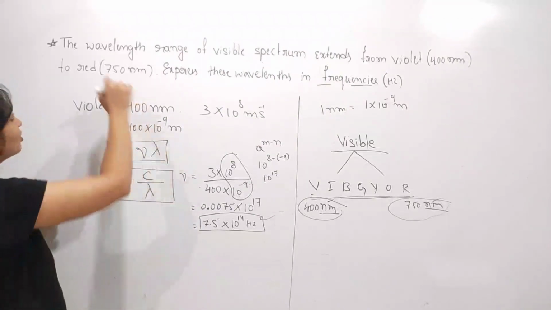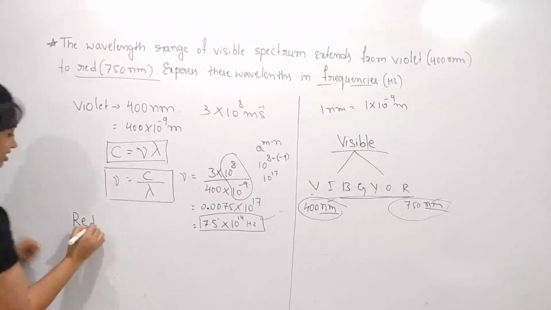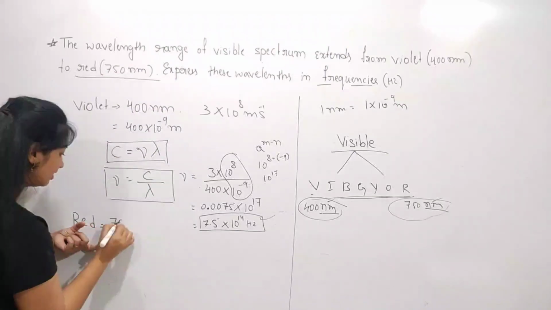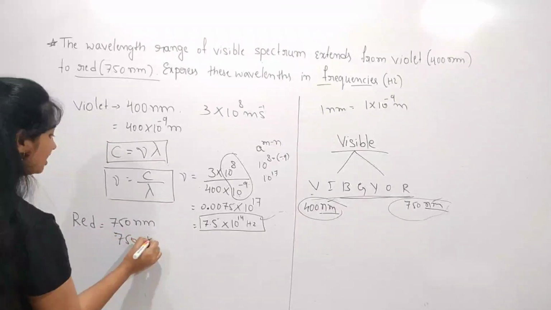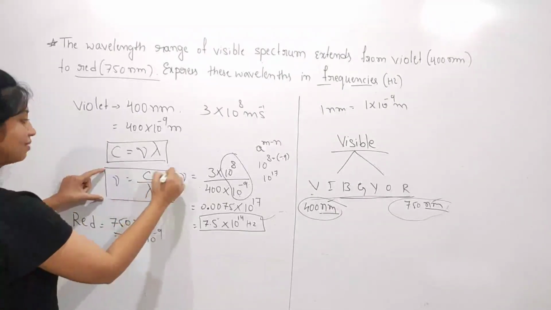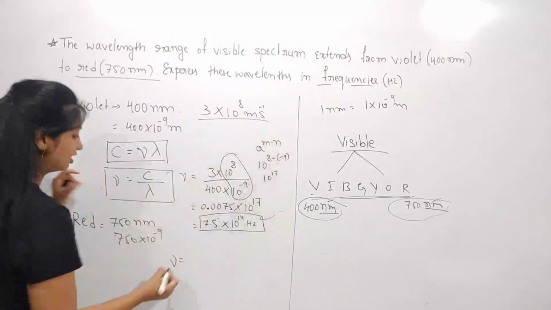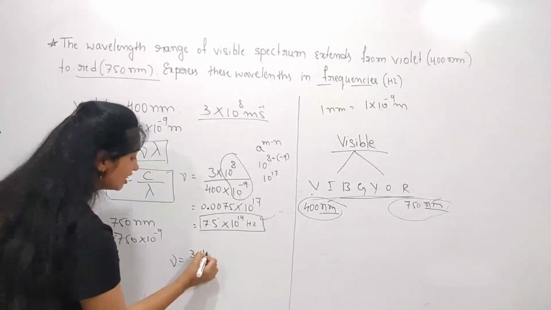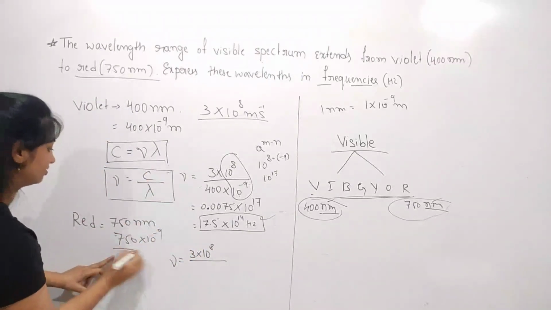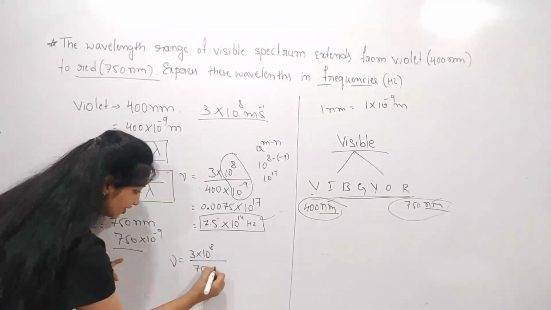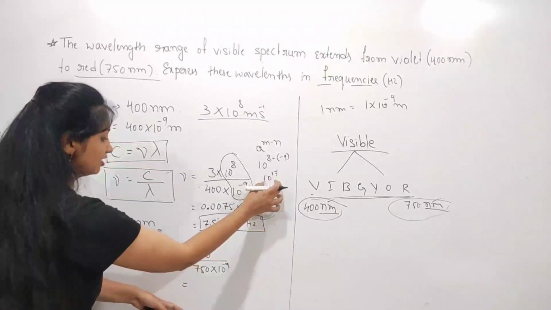And next, we are moving to our red color region. For the red color region, we have the value 750 nanometer. 750 nanometer means 750 into 10 raised to minus 9. Here also, we apply the same formula. So, mu is equal to C divided by lambda, where we already have C as 3 into 10 raised to 8. For red, 750 into 10 raised to minus 9, again we got 10 raised to 17.